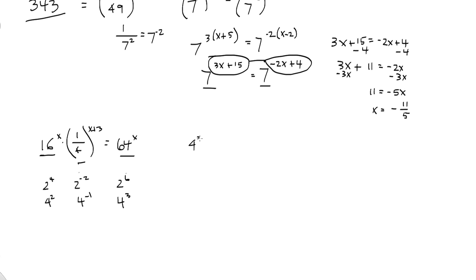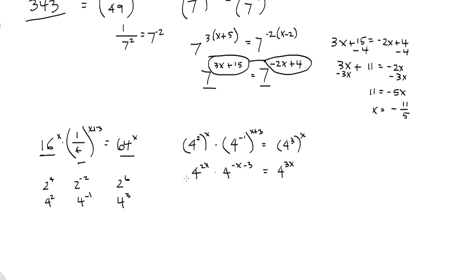So I have 4 squared to the x power times 1/4 is 4 to the negative 1 because it's a reciprocal to the x plus 3 equals 4 cubed to the x. Okay? Our power of a power rule says we multiply, so I got 4 to the 2x times, make sure you distribute, 4 to the negative 1 times x is negative x, negative 1 times 3 is negative 3. 4 to the 3 times x is 3x.